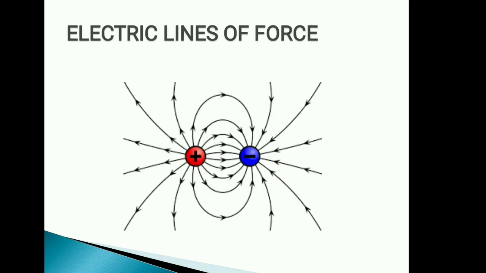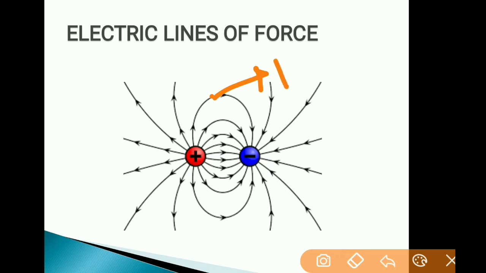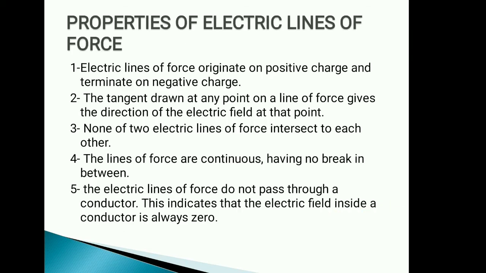This is very important. If your aim is to find the direction of the electric field at a particular point, suppose any random point here, simply draw the tangent on this line. That tangent on the electric line of force will give you the direction of the electric field, or in simple words, the direction of the force acting on the test charge, or in other words the electric field. So this is our second property.